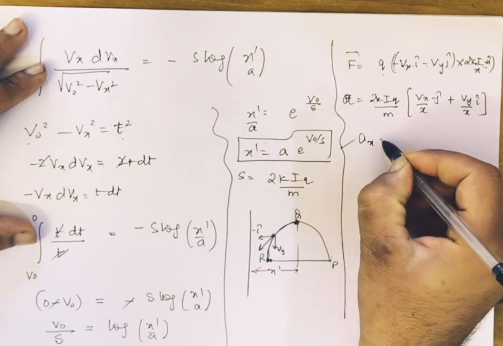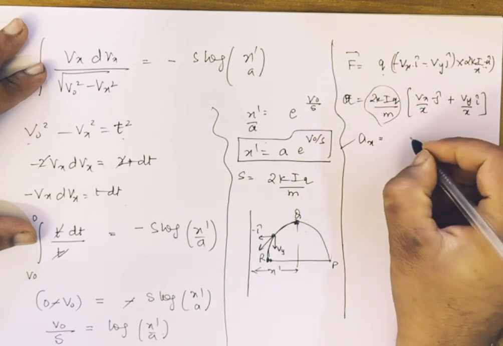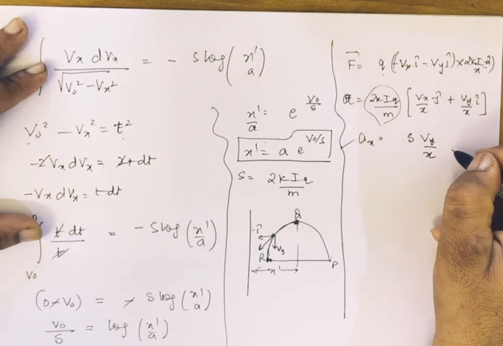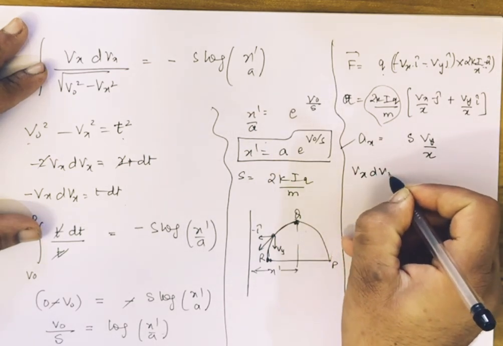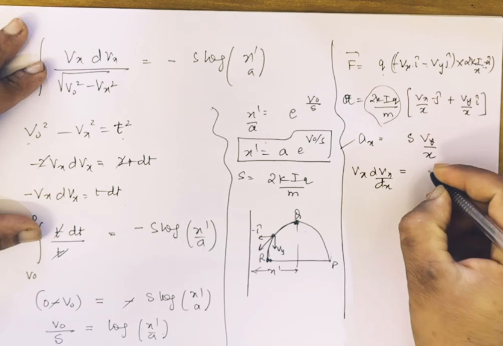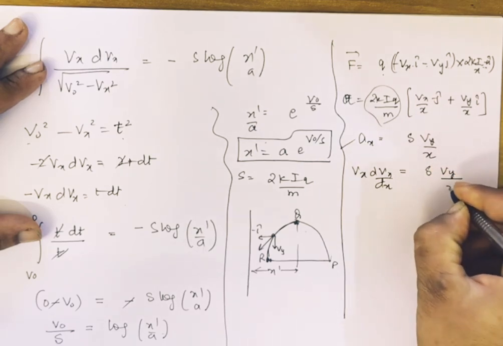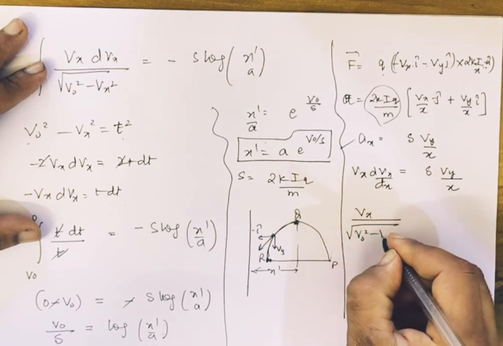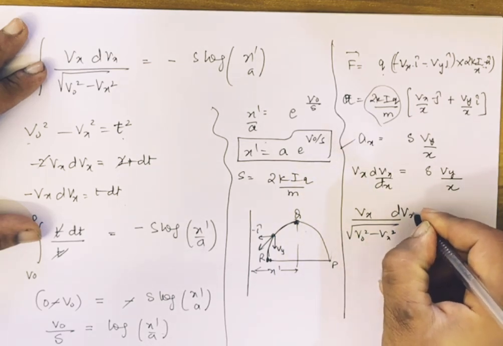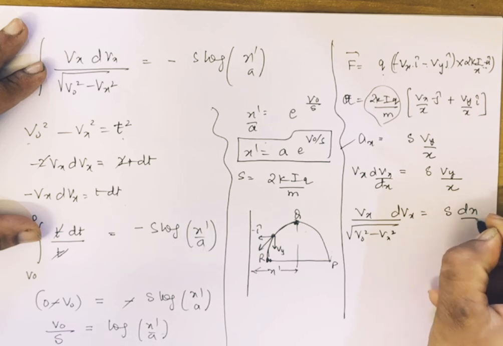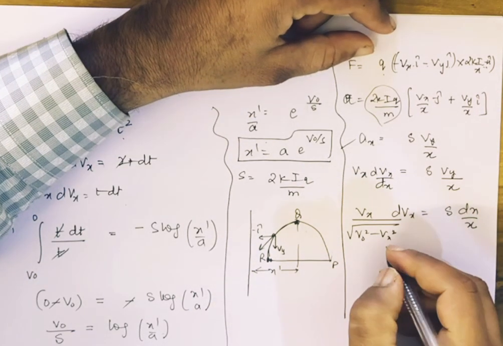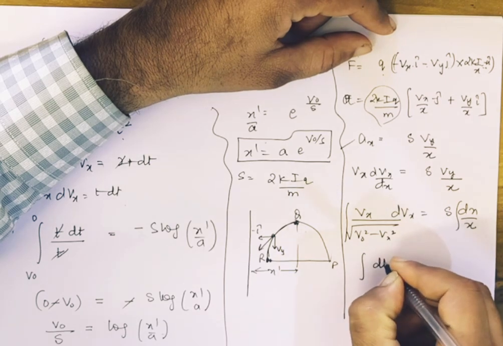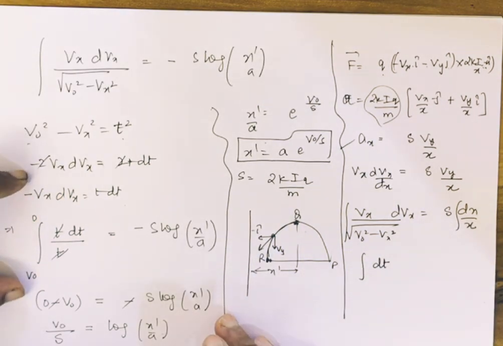This time my acceleration in x will be, this term I am terming as s, vy by x. Now I can write it as vx dvx by dx is equal to s vy by x. So rearranging, everything is going to be the same: square root of v naught square minus vx square dvx is equal to s dx by x. Same thing we can continue. This will become integration of dt. Same thing, everything is going to be the same.